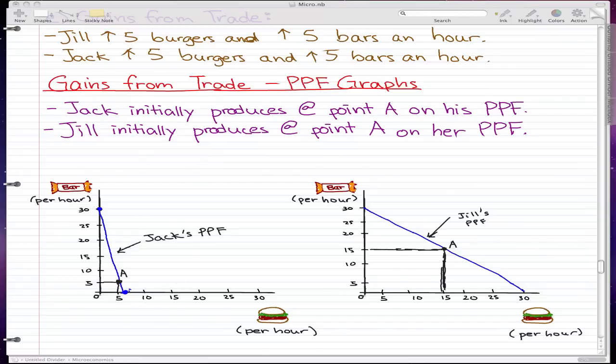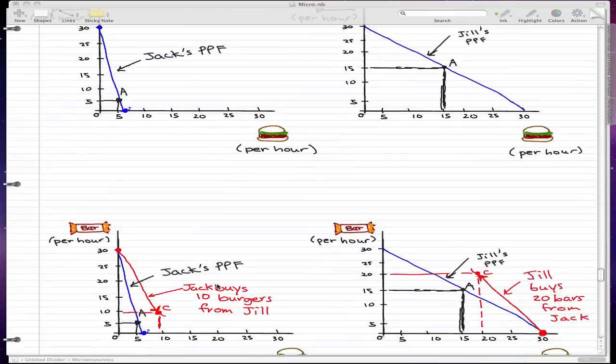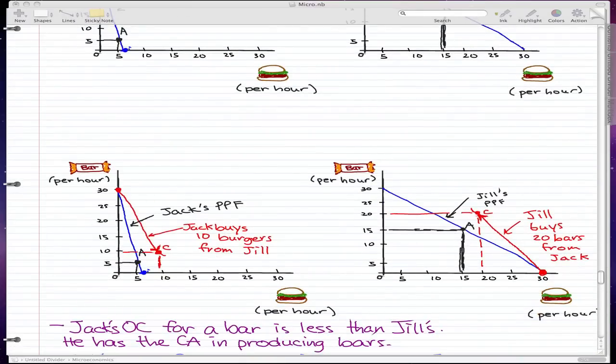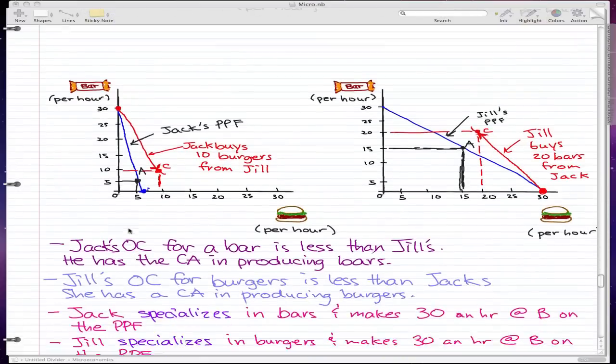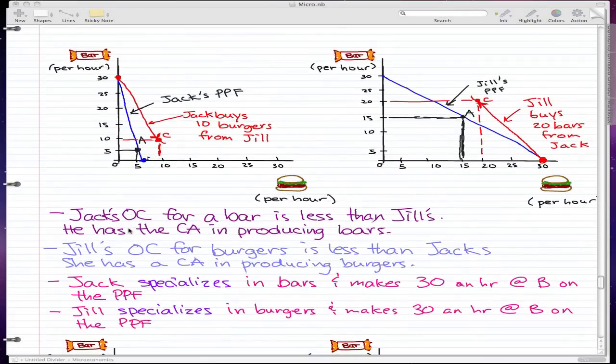What we know is that Jack initially produces at point A on his PPF, and this is the point where he makes 5 burgers and 5 bars an hour. Now Jill initially produces at point A on her PPF, and that is where she makes 15 bars and 15 burgers an hour. And what we're trying to do here is get this graph as the end result. So let's just go through what we found out in the past couple of videos.